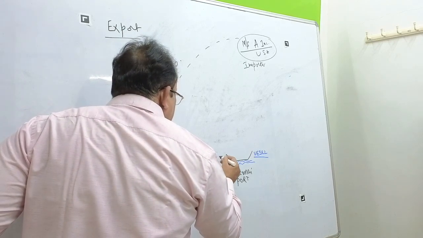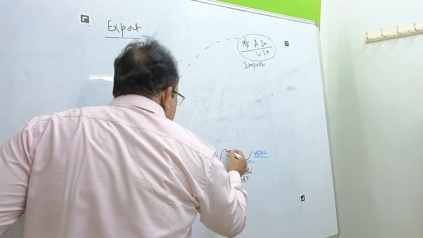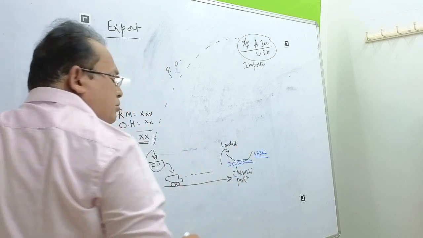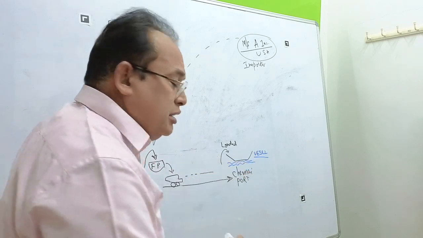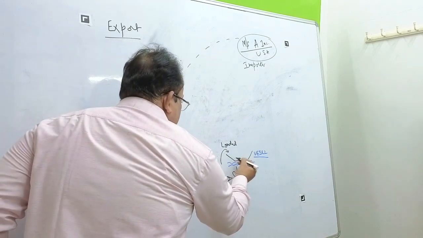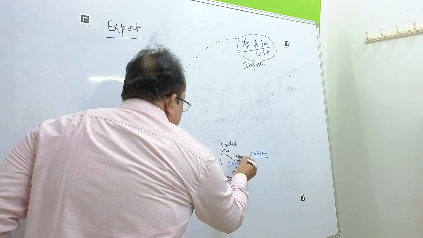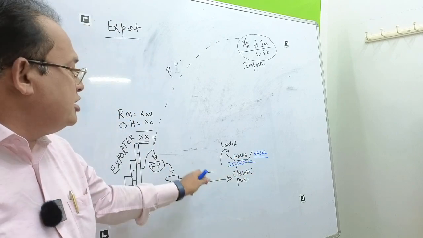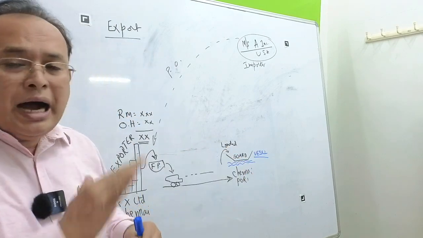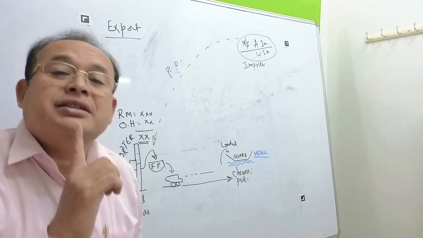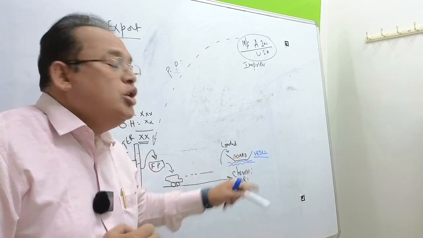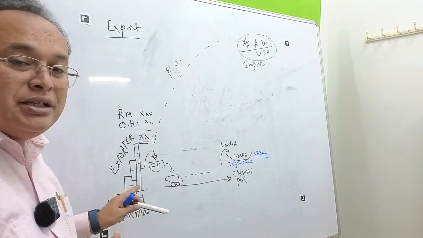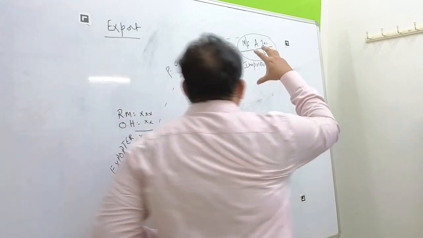At the port, these goods are loaded into the vessel. It's called a boat. Goods have been loaded on the boat. Up to that, who incurred the expenditure? Exporter.